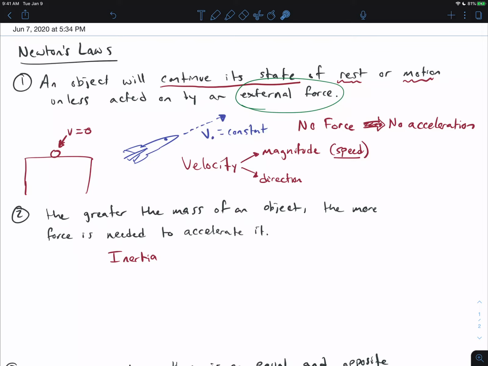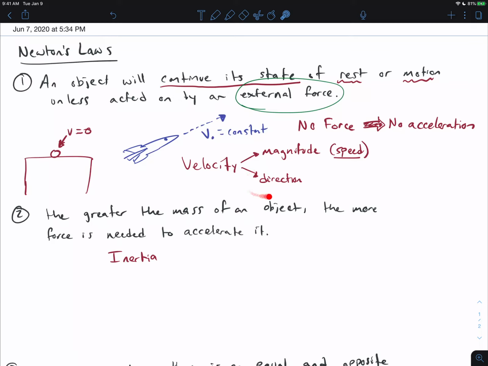Later on, when we start talking about circular motion and these different kinds of forces, centripetal forces, we'll talk about how we're changing direction instead of just changing our speed. But remember that if we change either of these, this means we're accelerating, okay? If I change my speed, I'm accelerating.